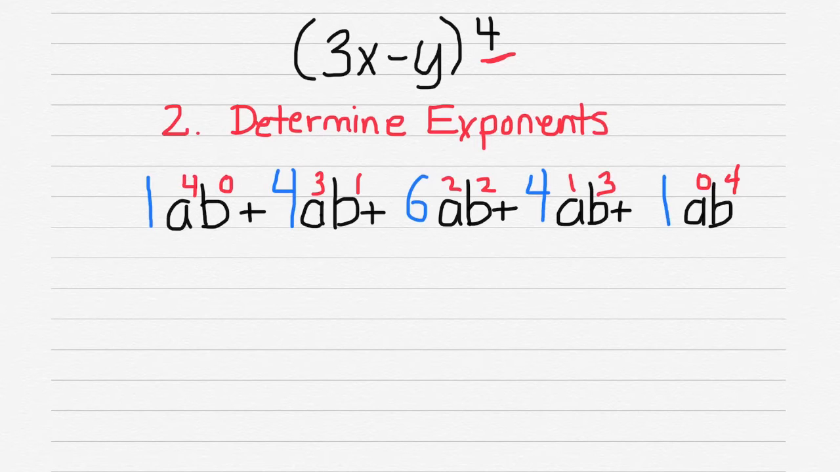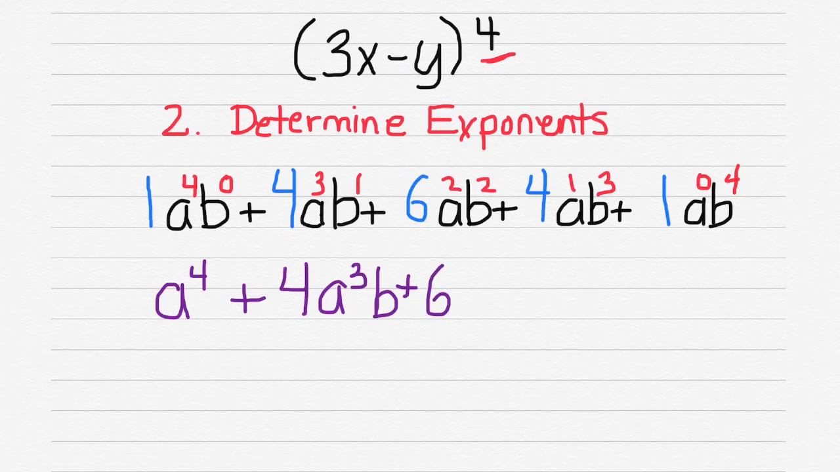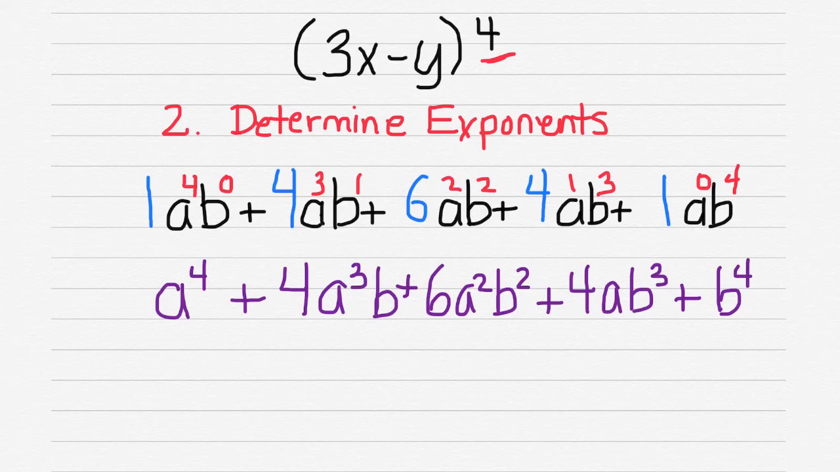So let's simplify. Our first term would be a to the fourth, because b to the 0 is equal to 1. Then we would have 4a cubed b. b to the 1 is just b. Then we would have 6a squared b squared plus 4a b cubed. And then our last one, a to the 0 would just be 1, so we would have b to the 4th. And this is our equation that we're going to substitute our terms in.